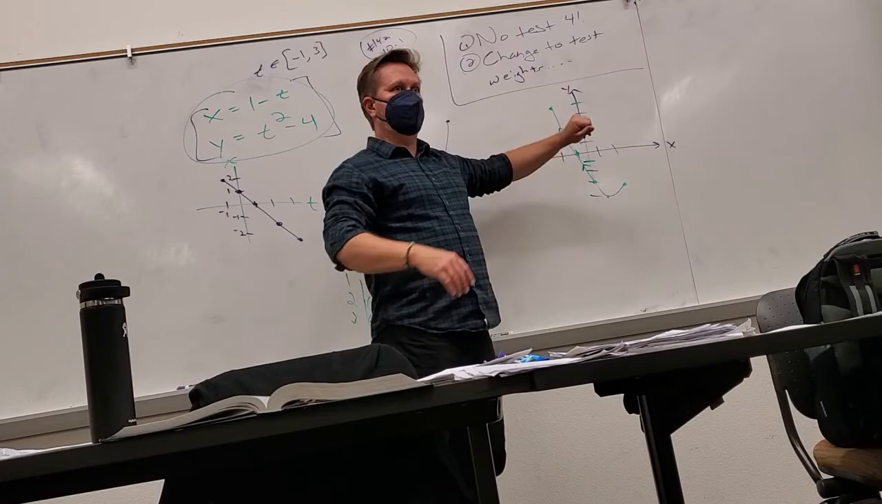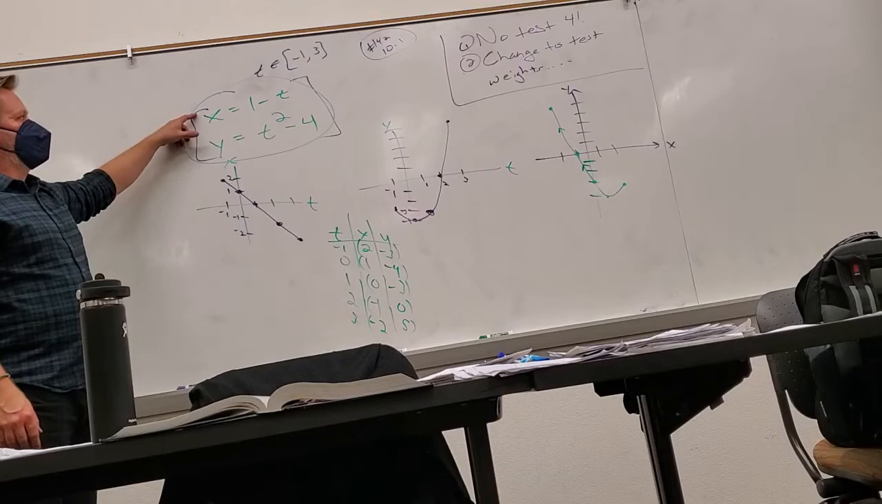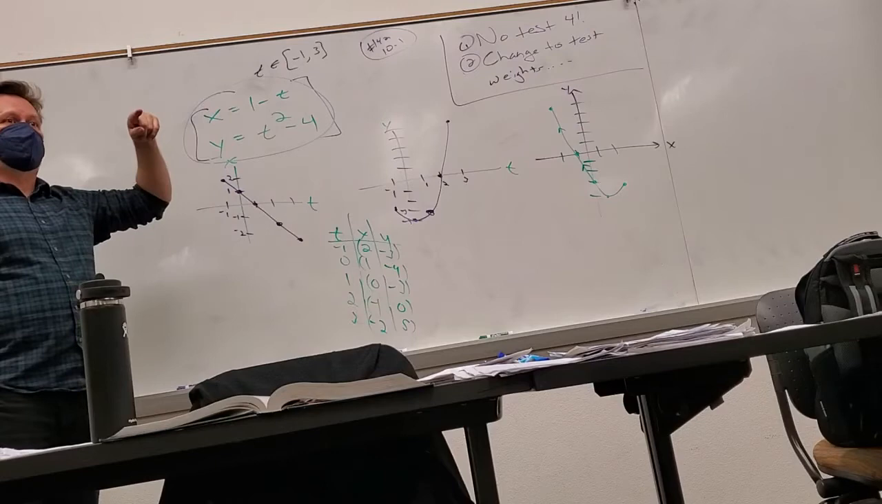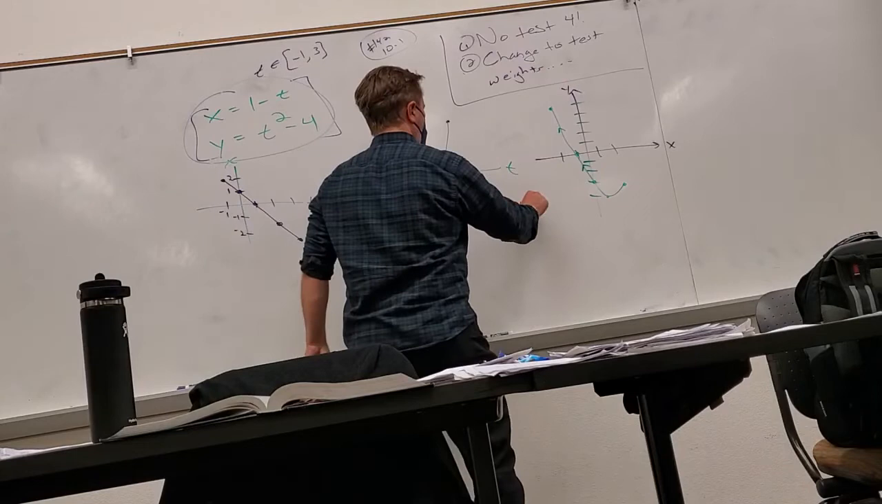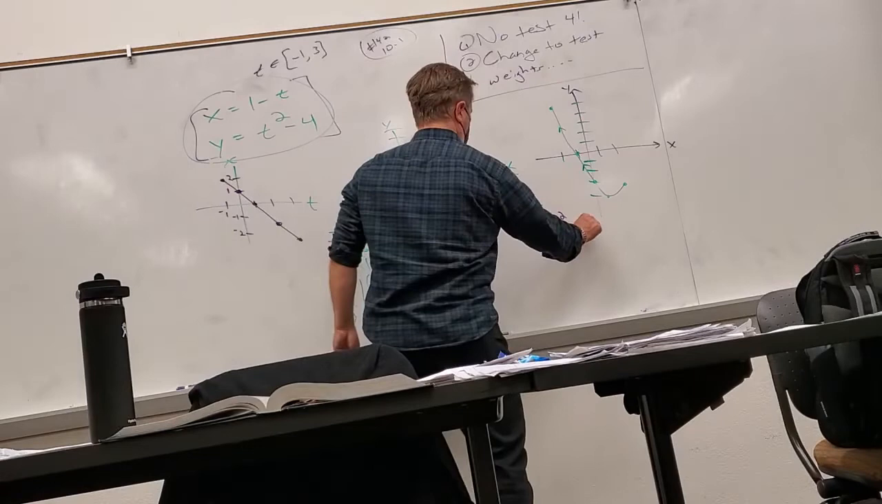So, how would I do it here? Can I use some kind of weird identity? No, no trig anything. t equals 1 minus x. Rewrite the t. Yeah, exactly. Solve for t and plug it in there, right? So I get t equals 1 minus x. Therefore, y is t squared minus 4.